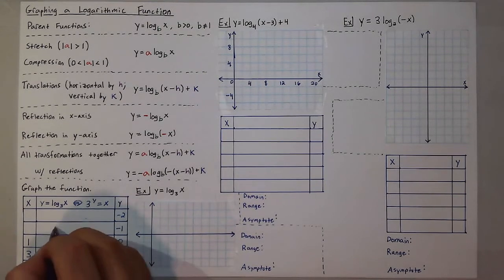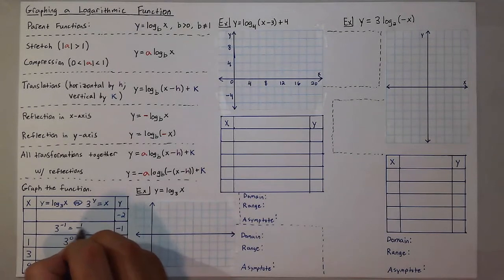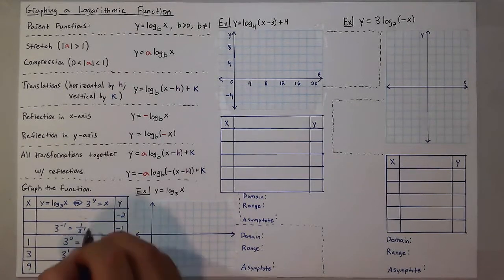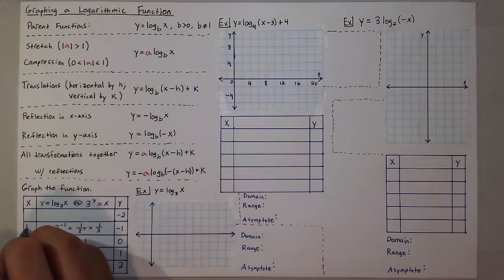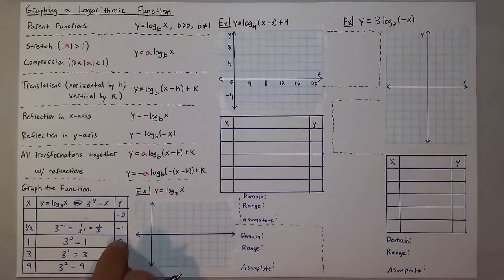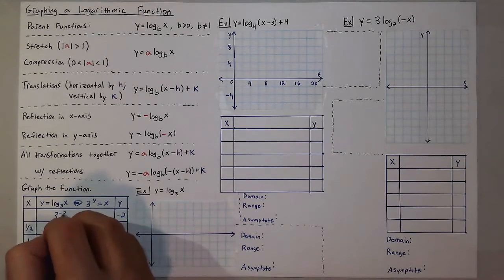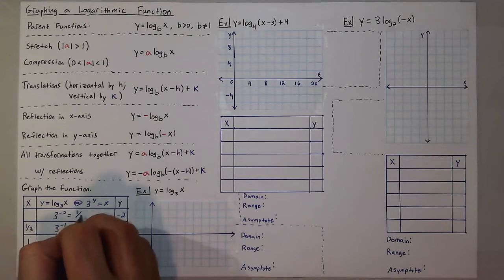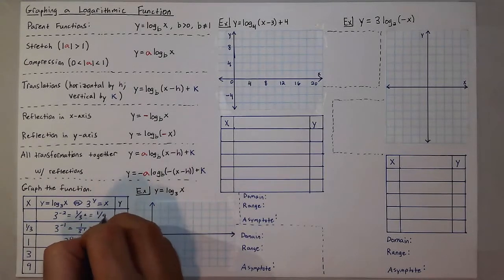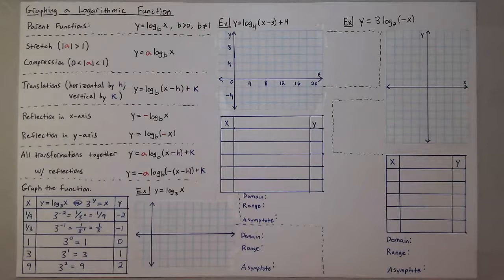If I move backwards, I'll have 3 to the -1. Since that's the negative exponent, it can move to the denominator, so 1 over 3 to the first is 1/3. So when x is 1/3, y is -1. And for 3 to the -2, that's also known as 1 over 3 squared, which is 1/9. So when x is 1/9, y is -2. And you'll see how quick that process was when we used the exponential form rather than the logarithmic form to find points.